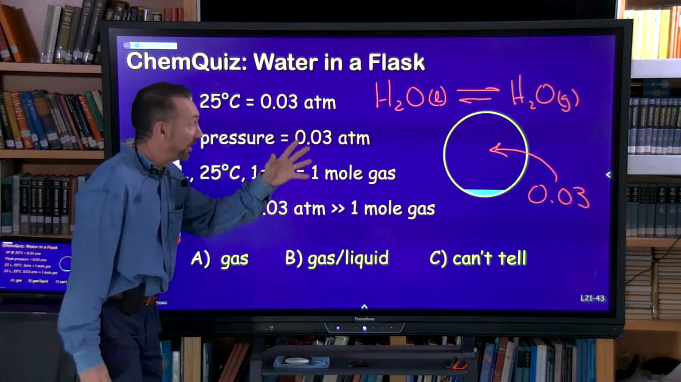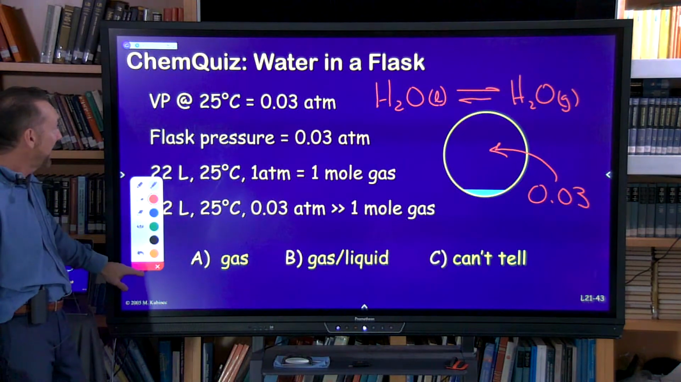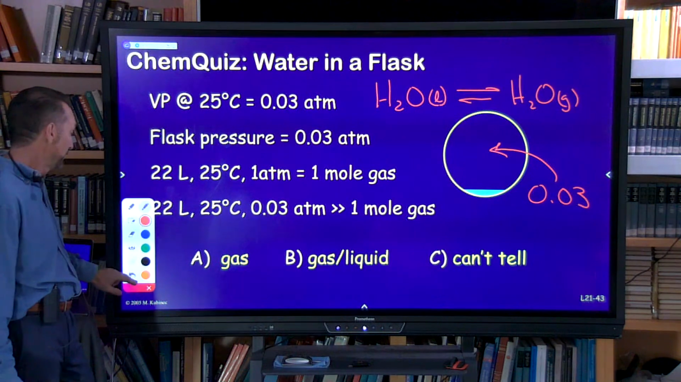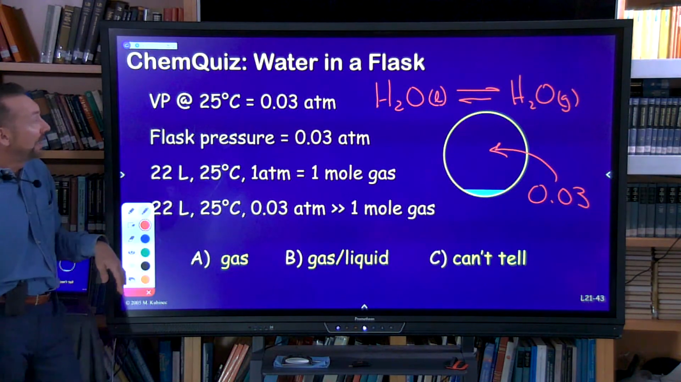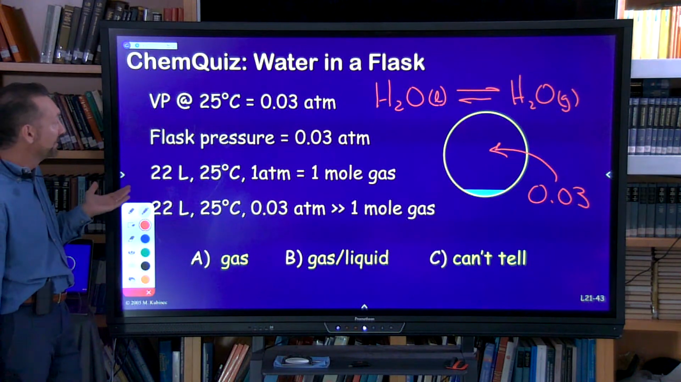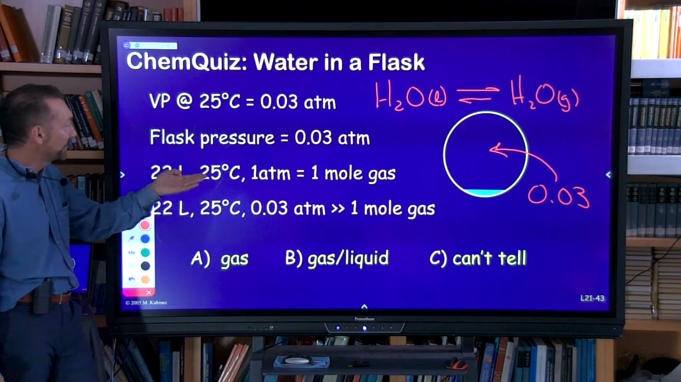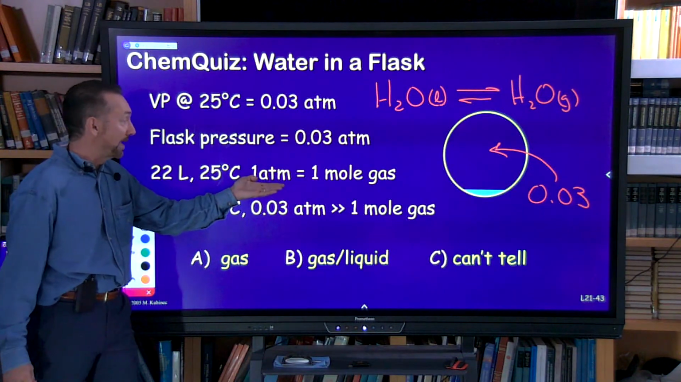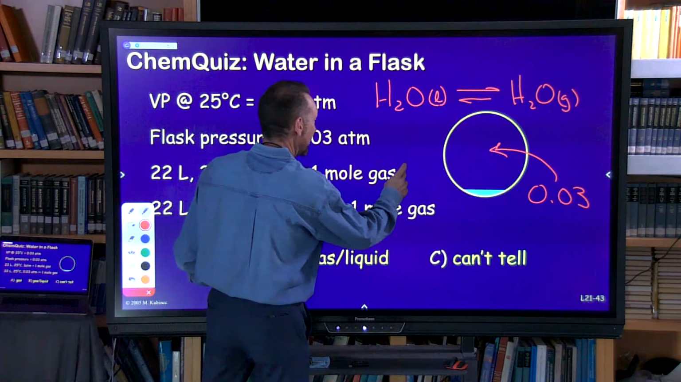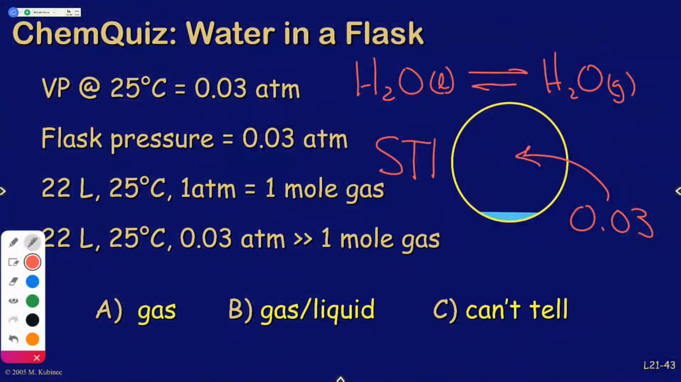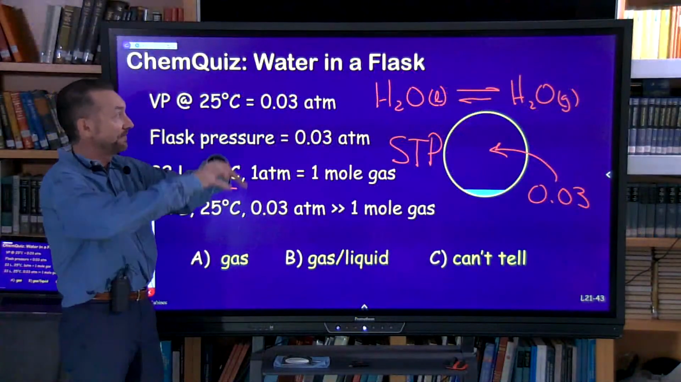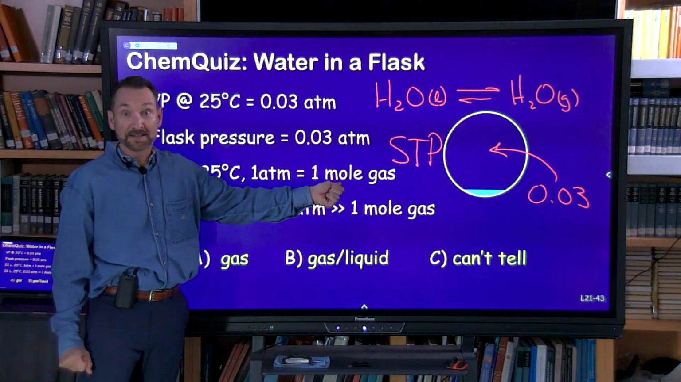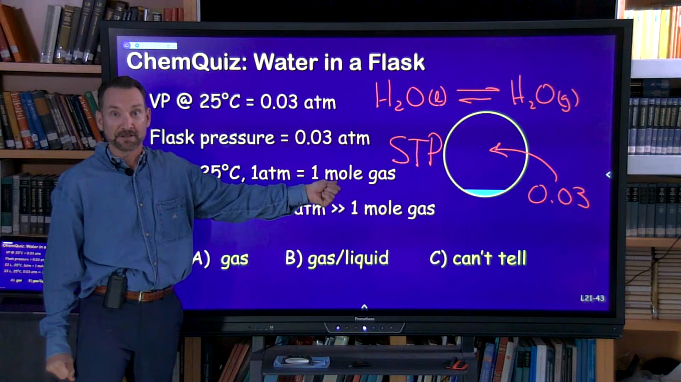So you have to say, well, how much is that? The flask pressure is going to be 3/100 of an atmosphere. 22 liters and 25 degrees C and 1 atmosphere, you should recognize as standard temperature and pressure. So we told you it was standard temperature and standard pressure. If a gas were going to form there and fill the whole container, it would take 1 mole of gas to fill the entire container.